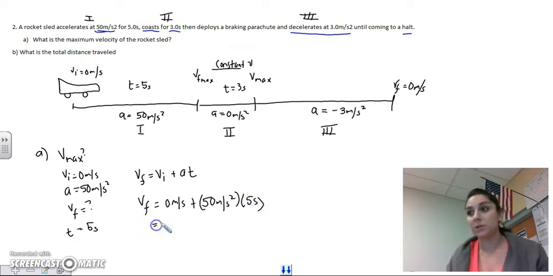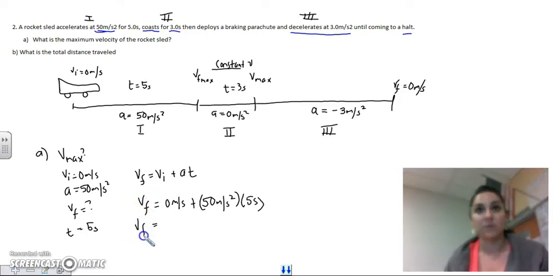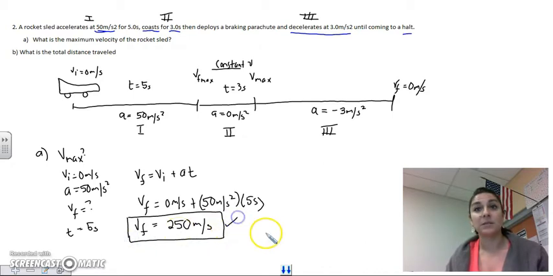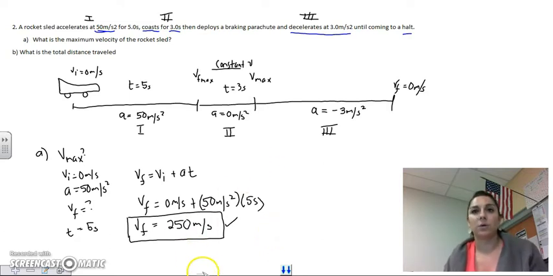What we get here is 50 times 5, 250 meters per second. And notice that one of the seconds gets canceled by the seconds right here because this is on top of the fraction. Anyway, this is the answer to part A. It's pretty fast, and I guess that makes sense because it is a rocket car, so it's going to go really fast. So that's section 1.